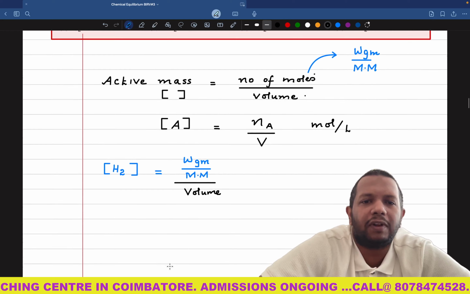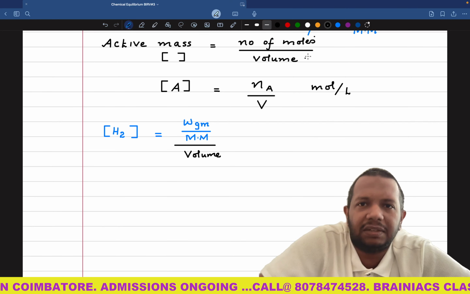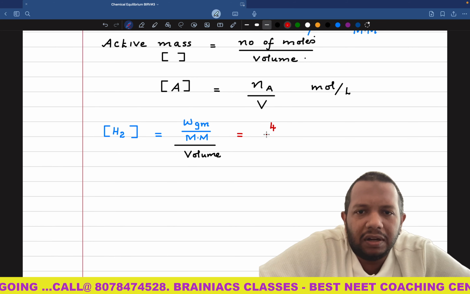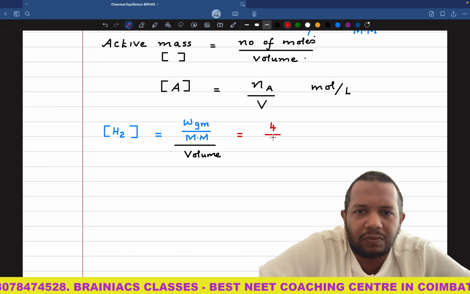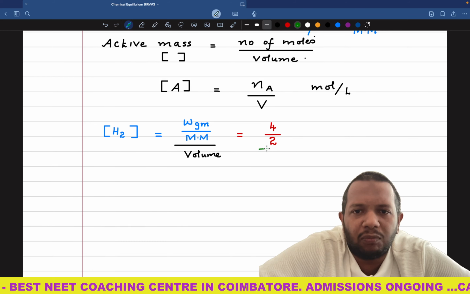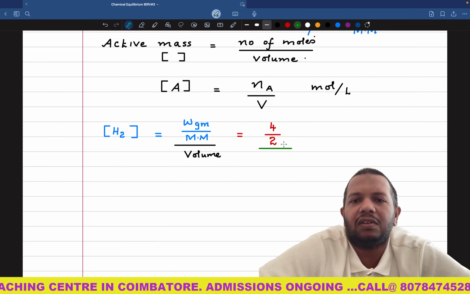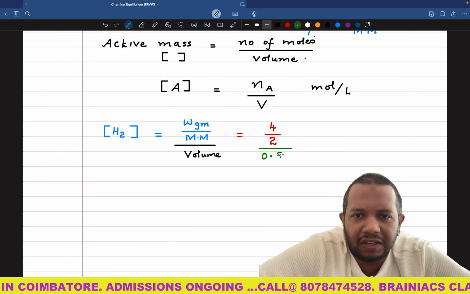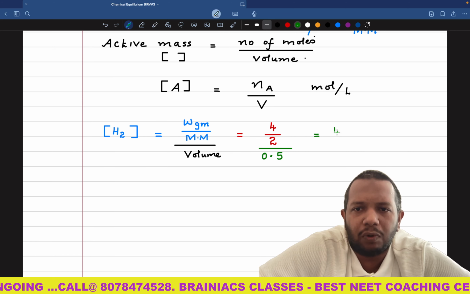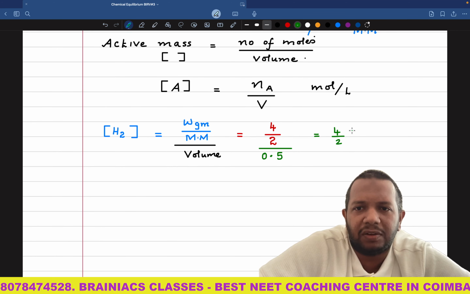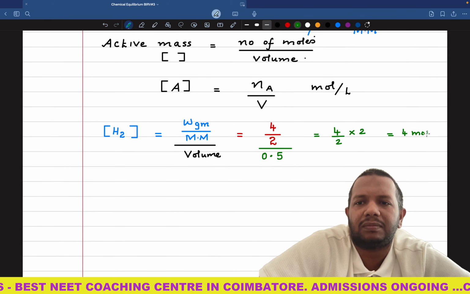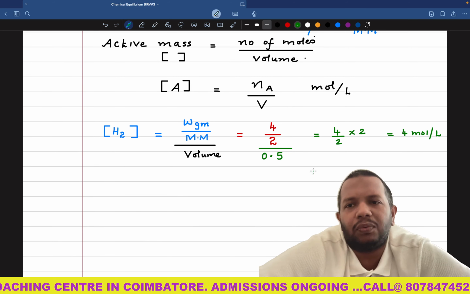So they say 4 gram hydrogen. How will you substitute, sir? We have 4 divided by the molar mass of hydrogen, H2, hydrogen gas, which is 2. Divided by the volume, 500 ml is given. We need to express it in liters, so that is 0.5 liter, that is 1 by 2. So the answer would be 4 by 2 divided by 1 by 2. So 2 will come in the numerator. So it is 4 mole per liter.